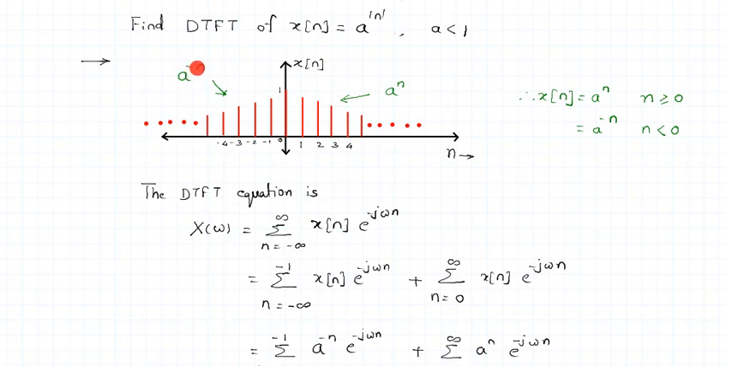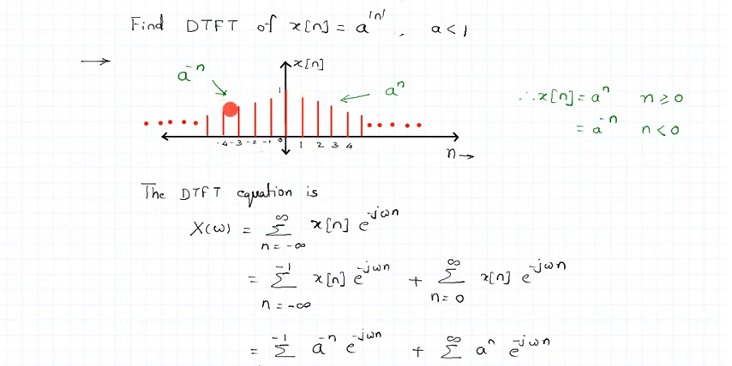How is it so? Just try to put the value of n into this equation. If we put a value of minus 1 here, it becomes a raised to plus 1, that is a raised to 1. If you put a value of minus 2, it becomes a raised to plus 2, because the values that we have plotted here are nothing but a raised to n values. So this value is similar to a raised to 1. This sample magnitude is very similar to the value of the magnitude a raised to 2, right?